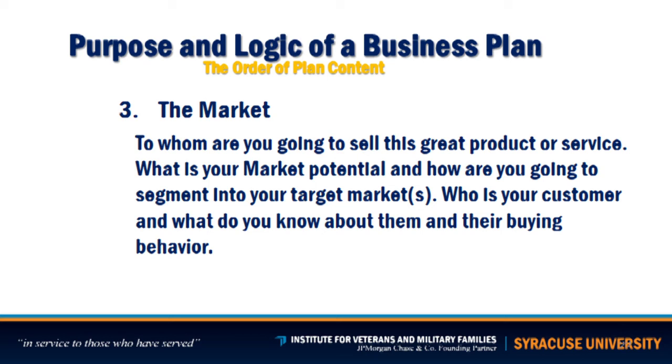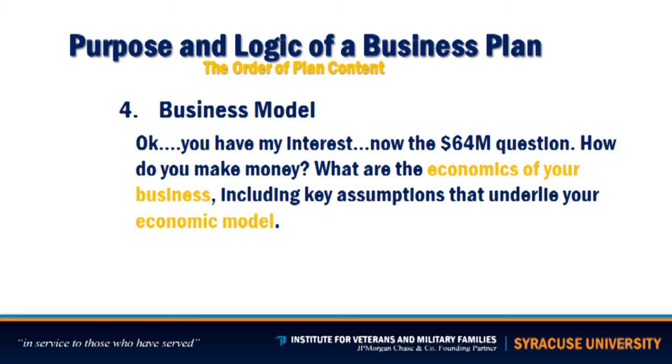So once you have identified who your customers are, the next step is to move forward. Yes, you have my interest. Now the $64 million question: how do you make money? What are the economics of your business, including key assumptions that underlie your economic model? In the business model and economic model, you want to look at your revenue drivers. What are the prices that you're going to be charging? What are the margins you're going to be making on those products as you sell? What are your expenses? What are your fixed and variable costs?